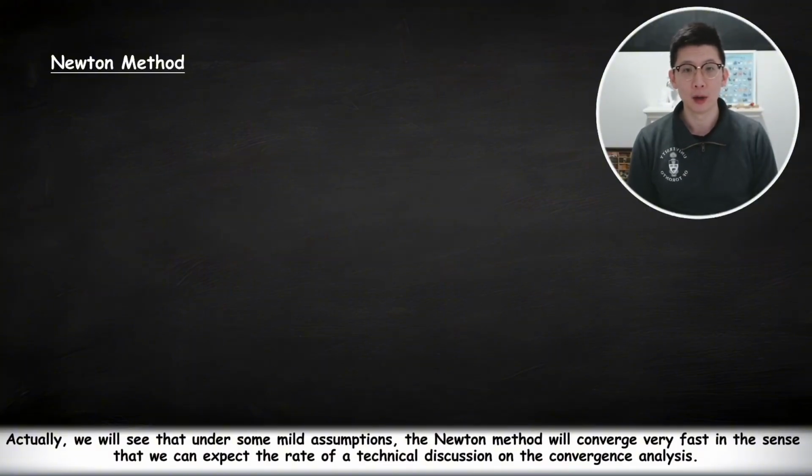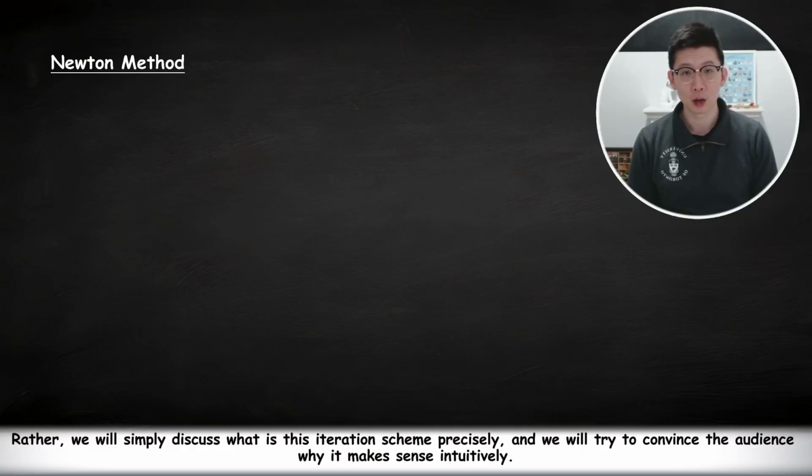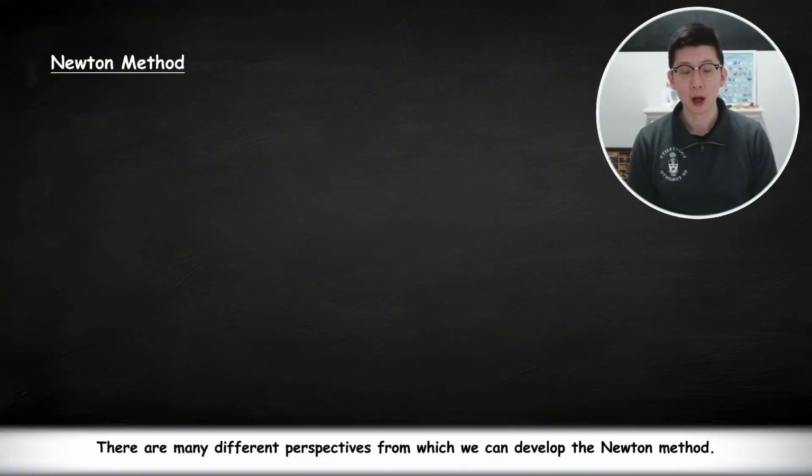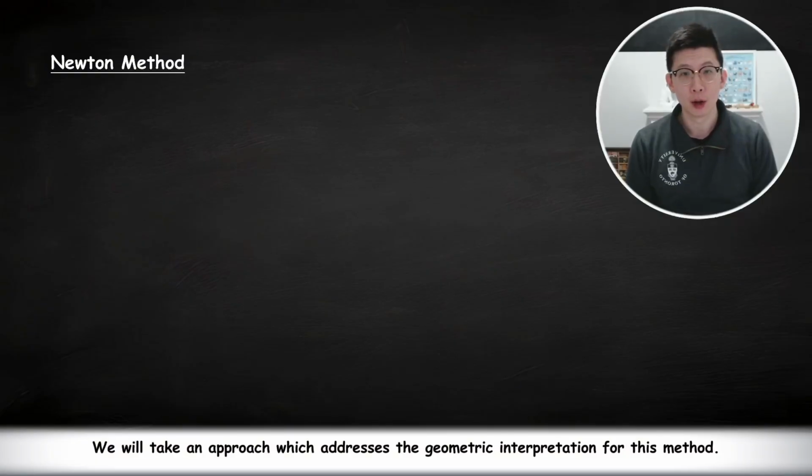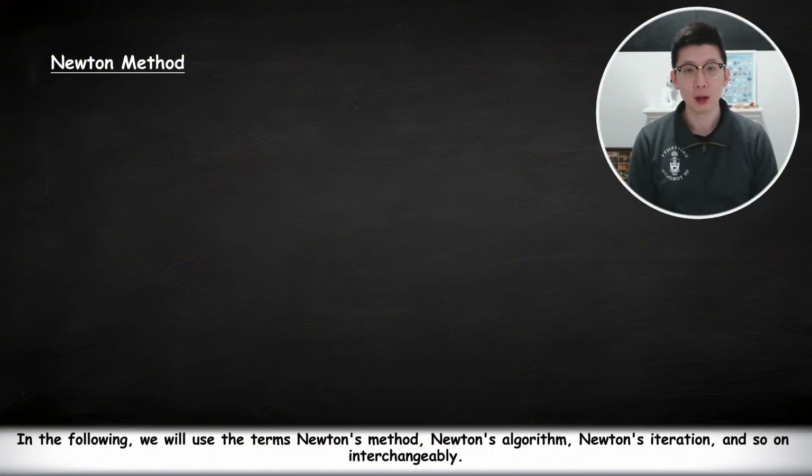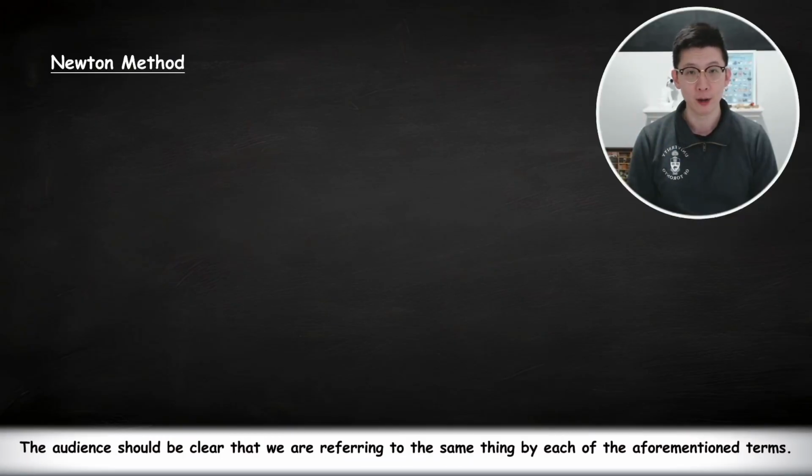Here, let us postpone the technical discussion on the convergence analysis. Rather, we will simply discuss what this iteration scheme is precisely, and we will try to convince the audience why it makes sense intuitively. There are many different perspectives from which we can develop the Newton method. We will take an approach which addresses the geometric interpretation for this method. In the following, we will use the terms Newton's method, Newton's algorithm, Newton's iteration, and so on interchangeably. The audience should be clear that we are referring to the same thing by each of these terms.